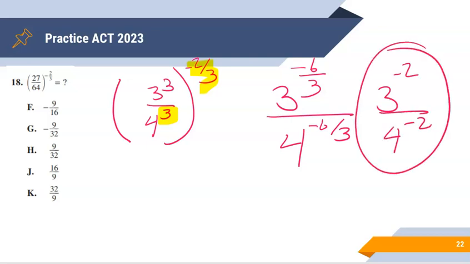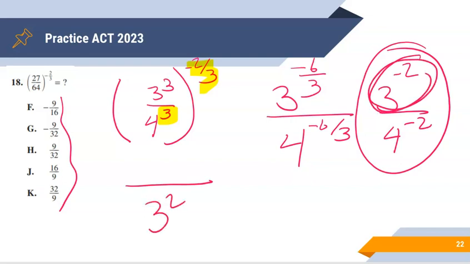Wow, okay. So this really turns out to be 3 to the negative 2 over 4 to the negative 2. I don't see any negative exponents in here, but I know that to make exponents positive, put them in the denominator, or if they're in the denominator, put them in the numerator. Well, do the powers, 16/9, the letter J.